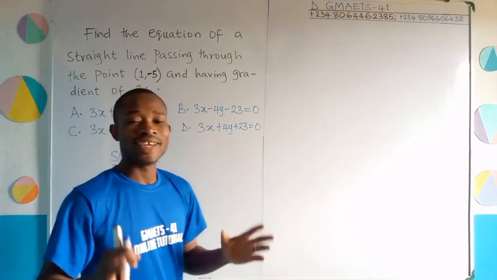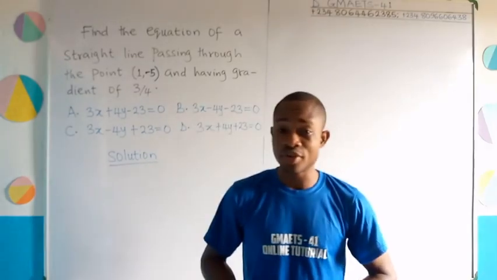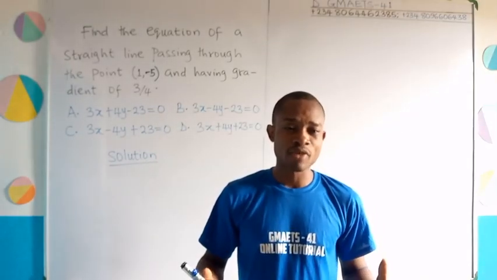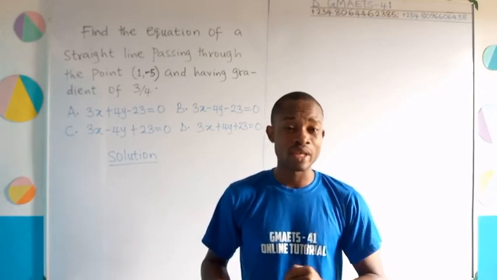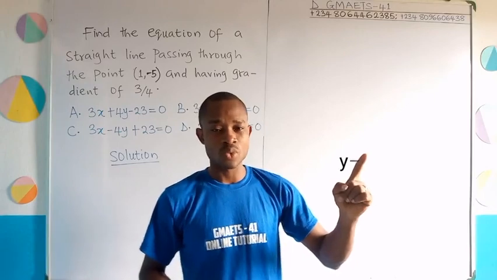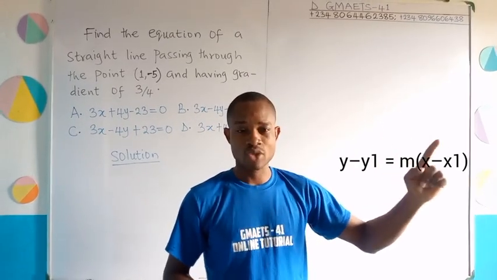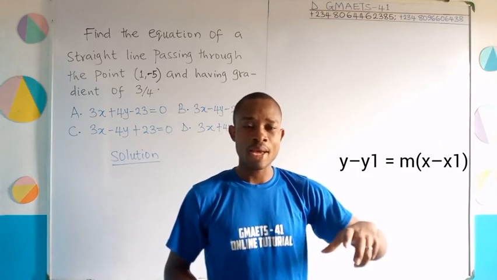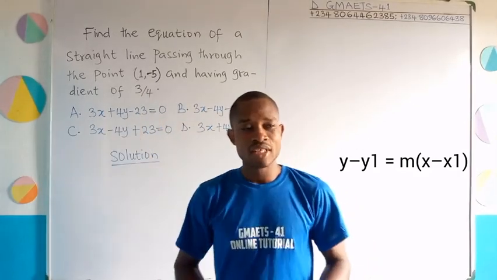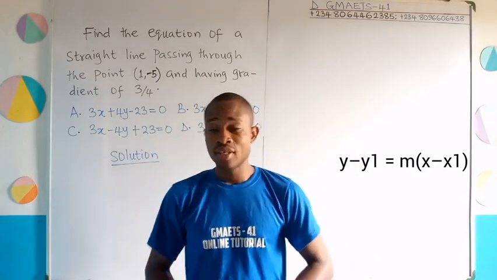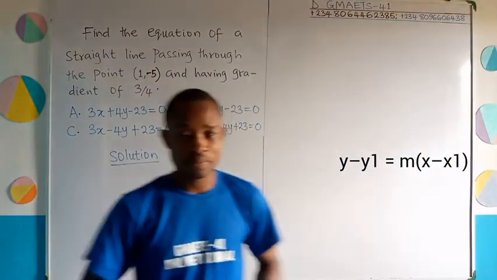It's a simple one. First, you should have in mind the formula for obtaining the equation of a straight line where the coordinate of one point is given and the gradient of this line is also given. And the equation is y minus y1 equals m, open bracket, x minus x1, close bracket. m is the gradient of that line, which in the problem here is 3/4. Then x1 and y1 are the coordinates of the given point through which the line passes.